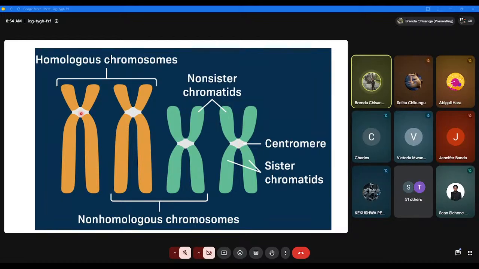So for example, these are sister chromatids. Why? They share a centromere. These two are non-sister chromatids because they don't share a centromere. That's the easiest way of me explaining this.